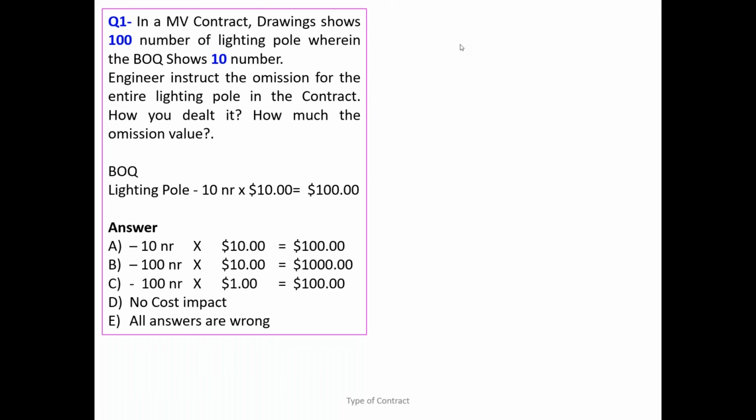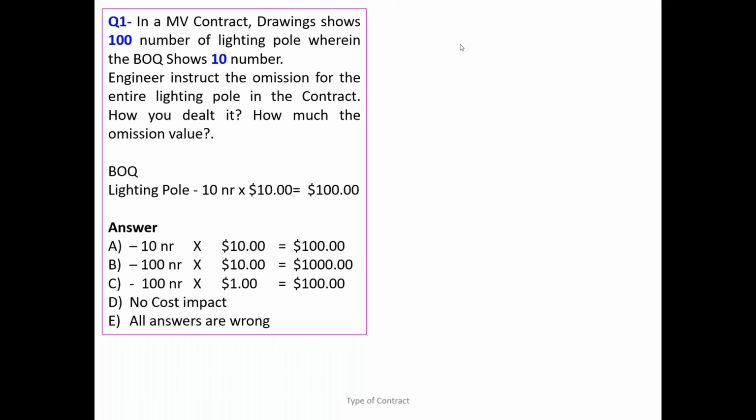Measure and pay, right? So initially when we were discussing the theory, we had an ABCD discussion. And when I said D, nothing happened. The same thing is applicable here. In a measure and value contract, the drawing shows 100 numbers. Is that a final drawing? Tell me, is that a final drawing? No.